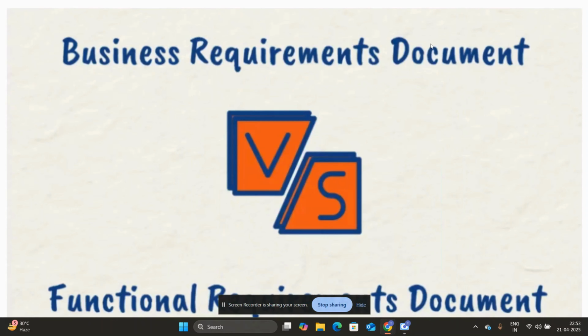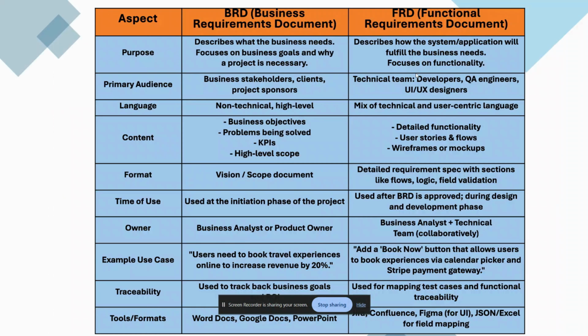Now, let's understand the key difference between FRD and BRD, business requirement document versus functional requirement document. The purpose of a business requirement document is to outline what the business needs, focusing on business goals and explaining why the project is necessary.